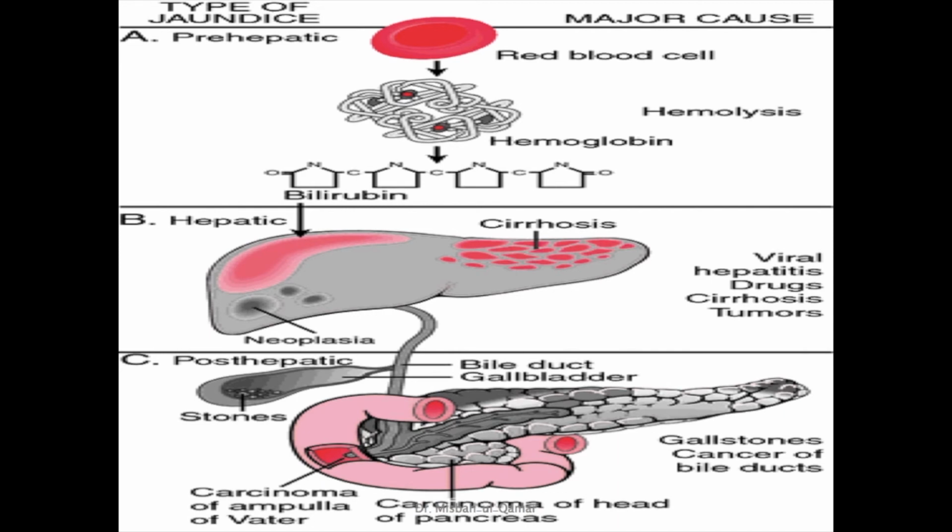Now, clinical features of hemolytic jaundice are pallor of skin, splenomegaly, which is the enlargement of spleen. Then the color of stool could be normal or dark, while the urine is always dark colored because of increased urobilin.